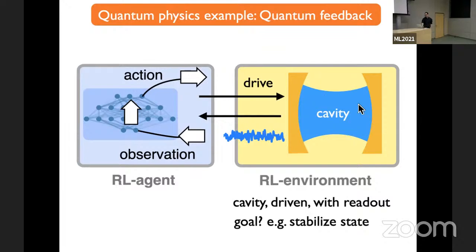What did I pick? Well, imagine just a cavity, which for me is just a harmonic oscillator. It can be driven, there's some readout. We know how to describe this using the tools of quantum optics, such as master equations or stochastic master equations, input-output formalism. I do not now want to go through this, but this is all standard stuff that you can find in textbooks. And you still have to define a goal. Your goal could be to stabilize a state. Let's say you want to stabilize Fock state number one, photon inside the cavity.